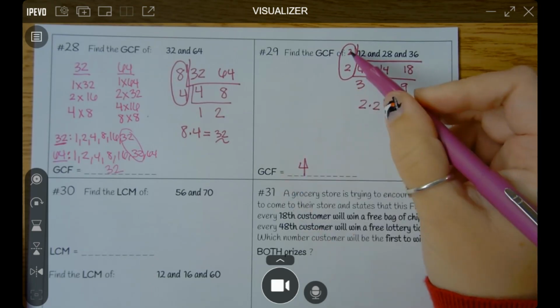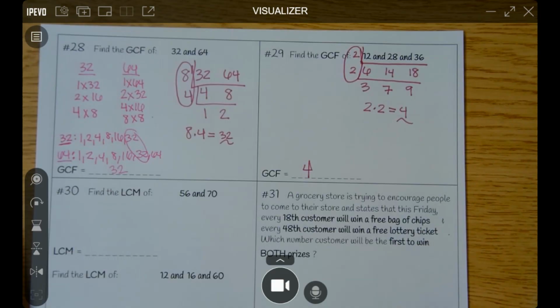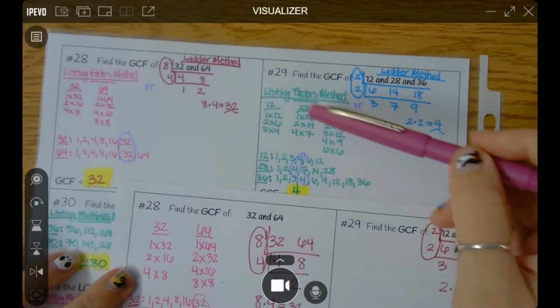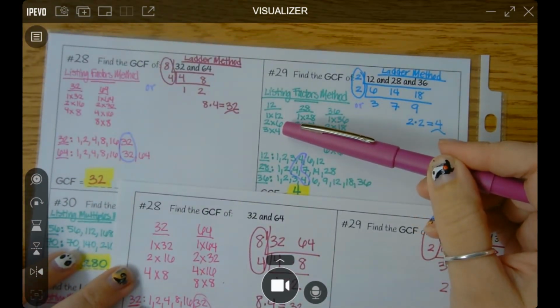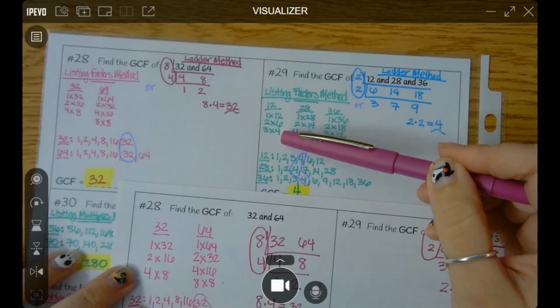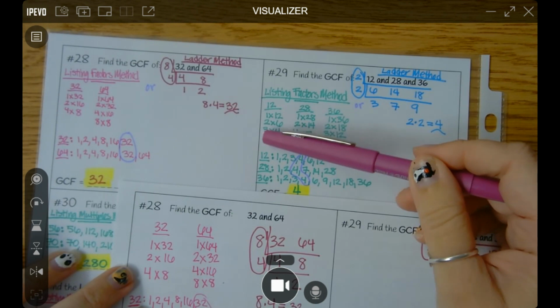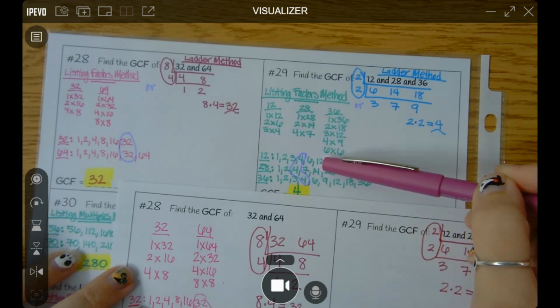Again, some of you just got 4 at the beginning. You still ended with 3, 7, and 9. You just had a smaller ladder than I did. Now, if you did the listing factors method, you did 1 times 12 is 12, and 2 times 6 is 12, and 3 can go in 4 times. 4 is already used, so I know I have all of them. So then 1, 2, 3, 4, 6, 12 is all the factors of 12.